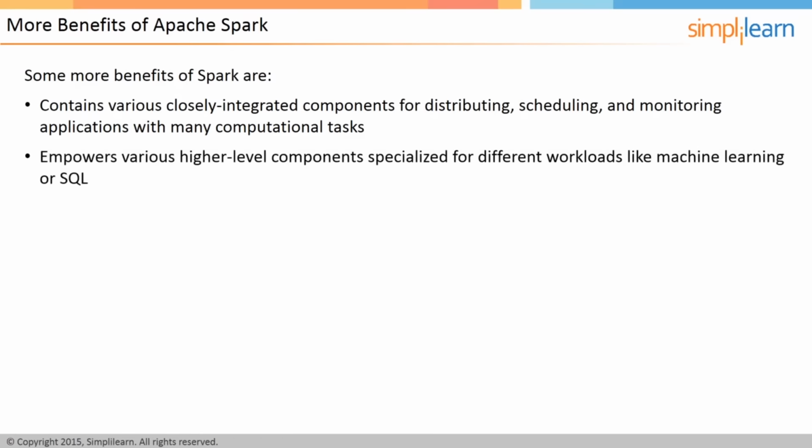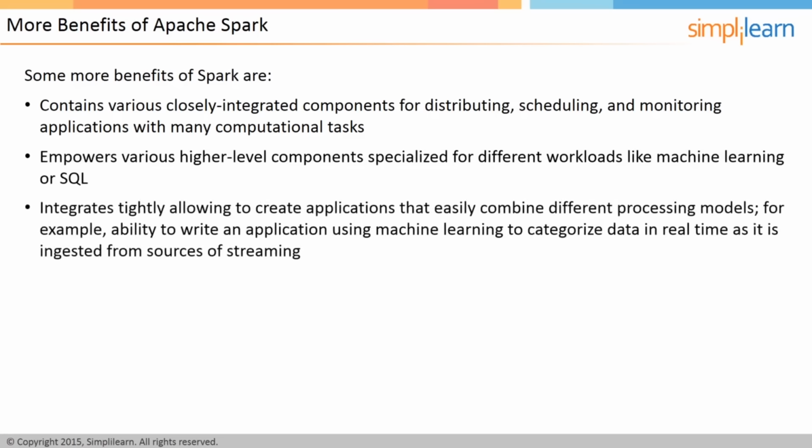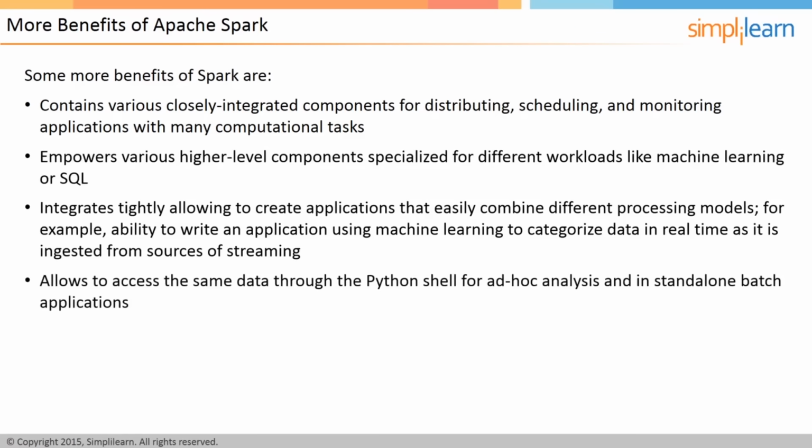For example, ability to write an application using machine learning to categorize data in real time as it is ingested from sources of streaming. Additionally, it allows analysts to query the data thus resulted through SQL. Moreover, data scientists and engineers can access the same data through the Python shell for ad hoc analysis and in standalone batch applications. For all this, the IT team needs to maintain just one system.